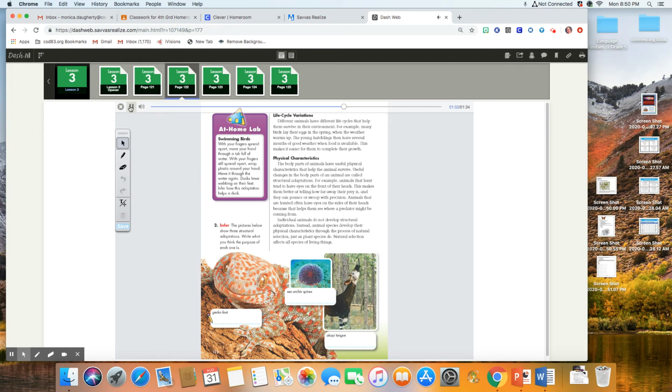2. Infer. The pictures below show 3 structural adaptations. Write what you think the purpose of each one is. Gecko foot, sea urchin spines, okapi tongue.